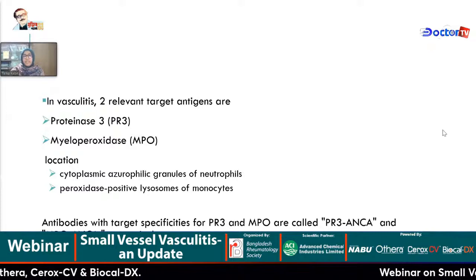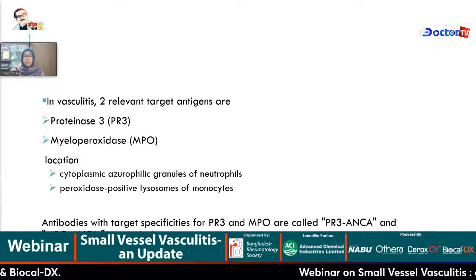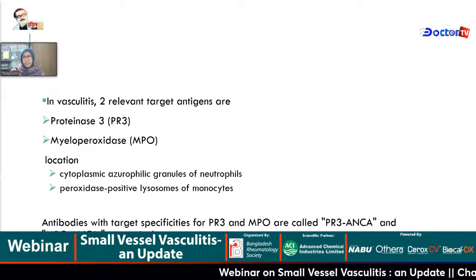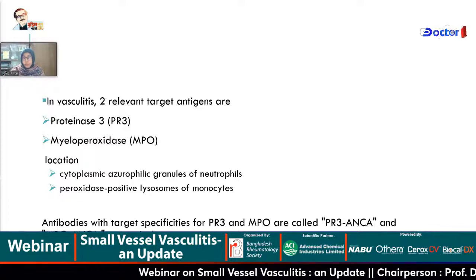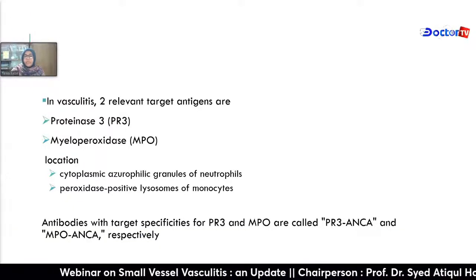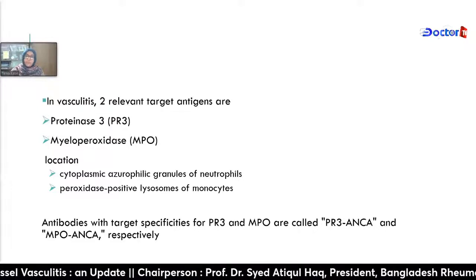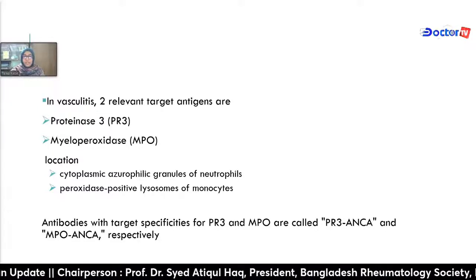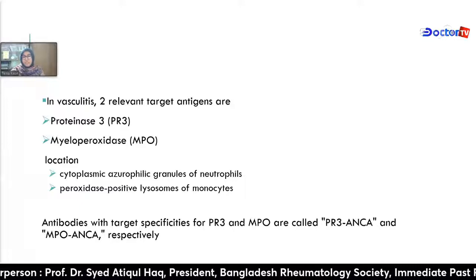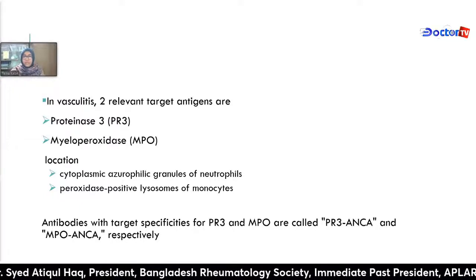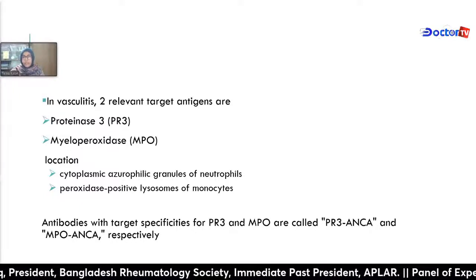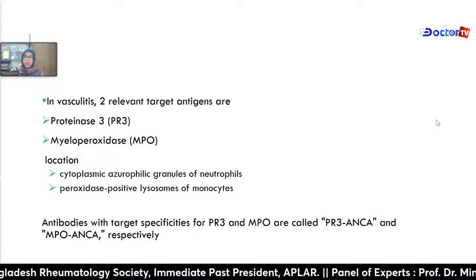In vasculitis, there are two relevant target antigens. These are leukocyte proteinase 3, PR3, and myeloperoxidase, which in short is known as MPO. These are located in the cytoplasmic azurophilic granules of neutrophils and the peroxidase-positive lysosomes of monocytes. The antibodies with target specificities for PR3 and MPO are called PR3 ANCA and MPO ANCA respectively.